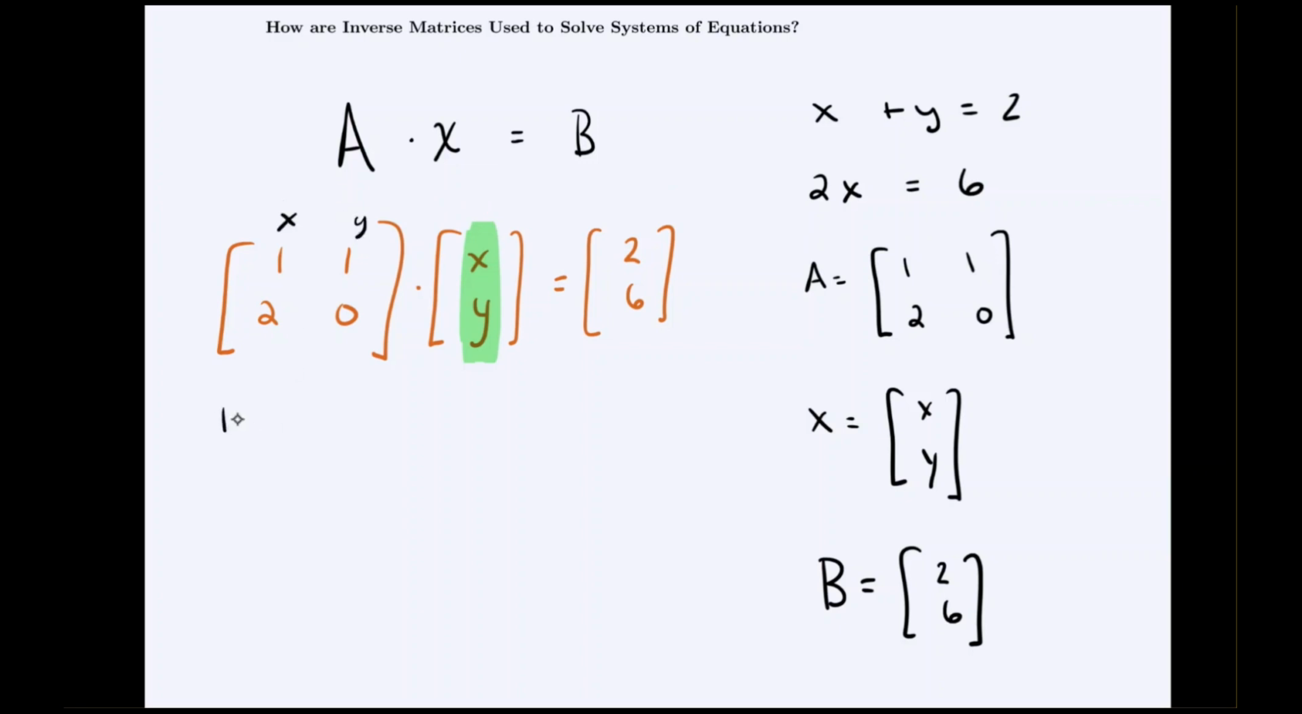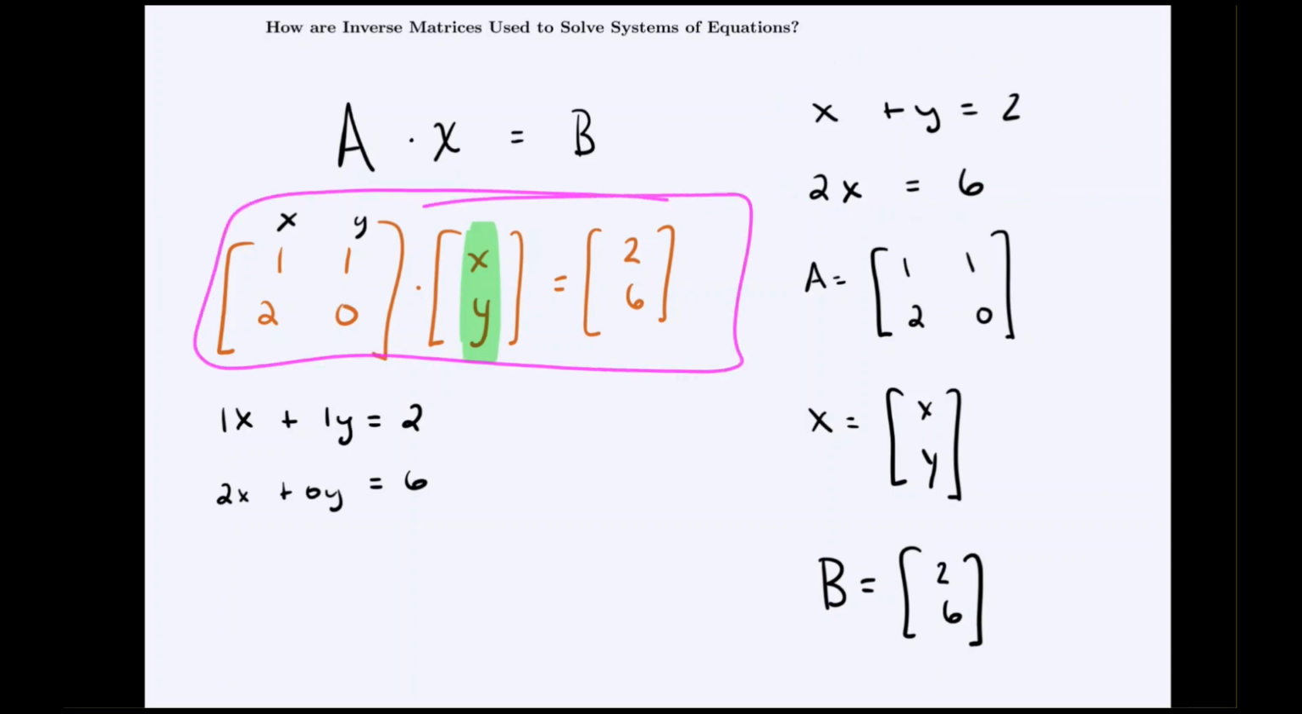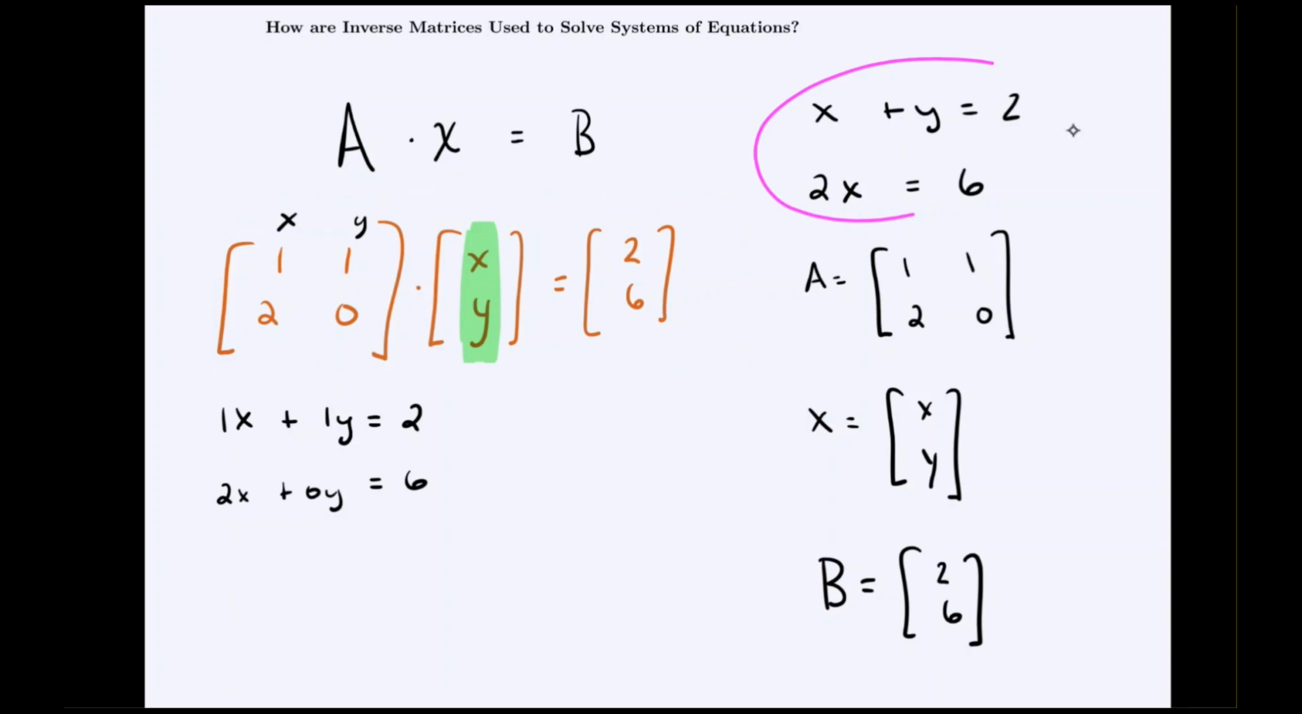That's saying 1x plus 1y would have to be equal to the first row entry of 2. Now take that to the second row. 2x plus 0y equals 6. So understanding matrices in these ways, we can see how you could write any system of equations as a matrix equation. That's what we've done here. So right now, hopefully what we're seeing here is this translation between a system of equations and a matrix equation.